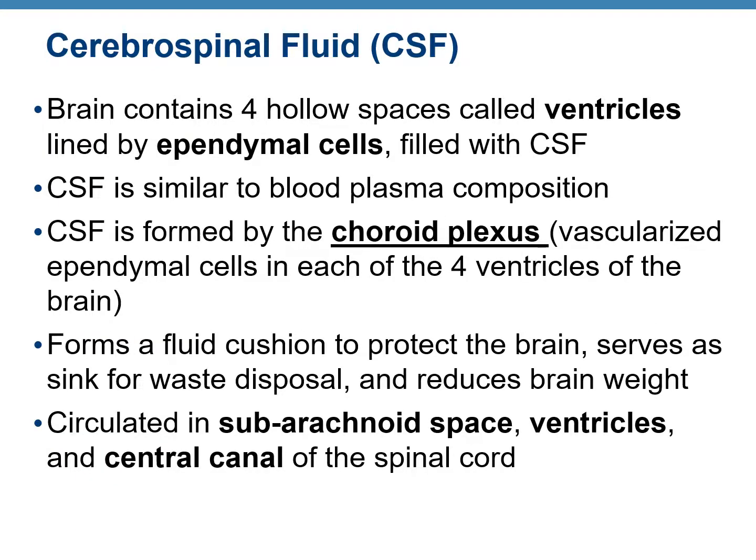The human brain contains 4 hollow spaces which are known as ventricles. The inside of the ventricles has ciliated ependymal cells, and the ventricles are filled with CSF or the cerebrospinal fluid. The CSF is very similar in composition to blood plasma. It is formed by the choroid plexus, which are modified ependymal cells in all of the ventricles.